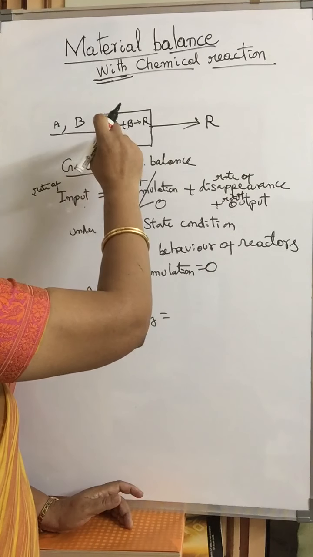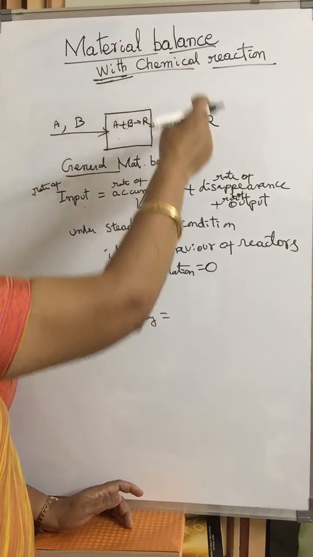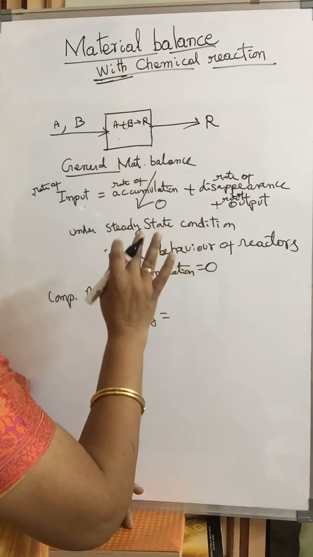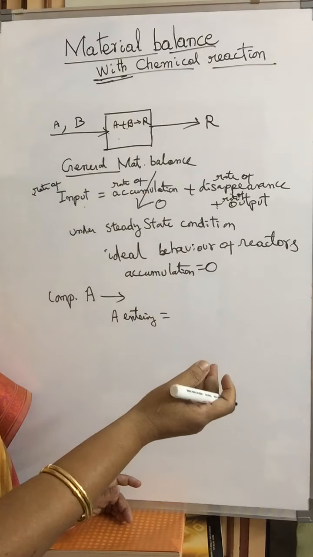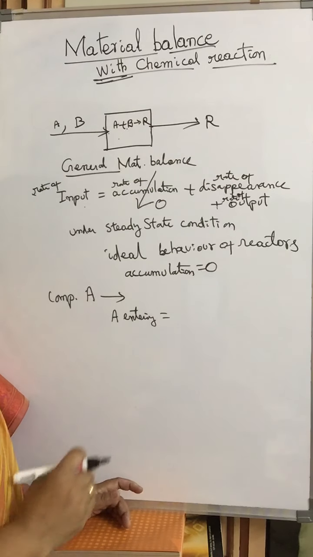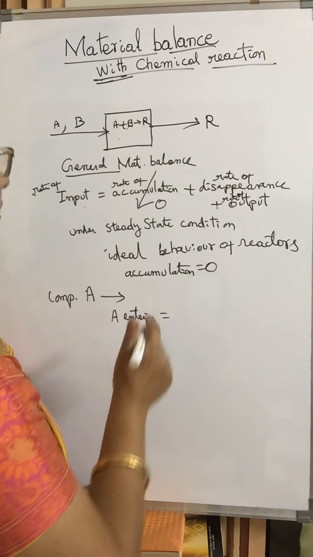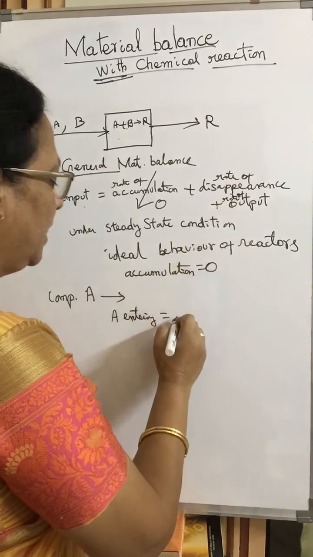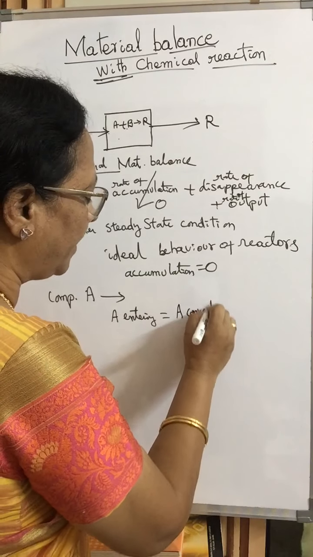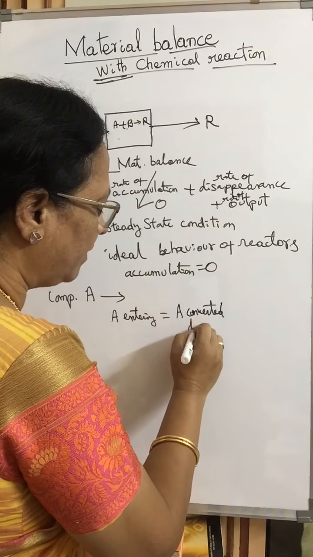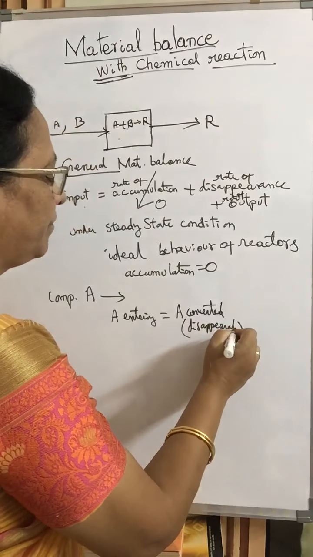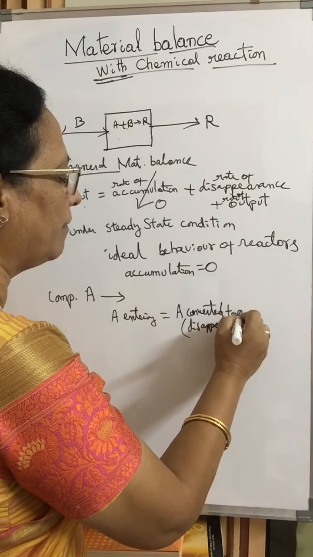One is that a part of A will be converted into the product. And the remaining part, which is unconverted A, will leave as it is. So these are the two things that will happen. So A converted, you can say A disappeared, or converted into product.